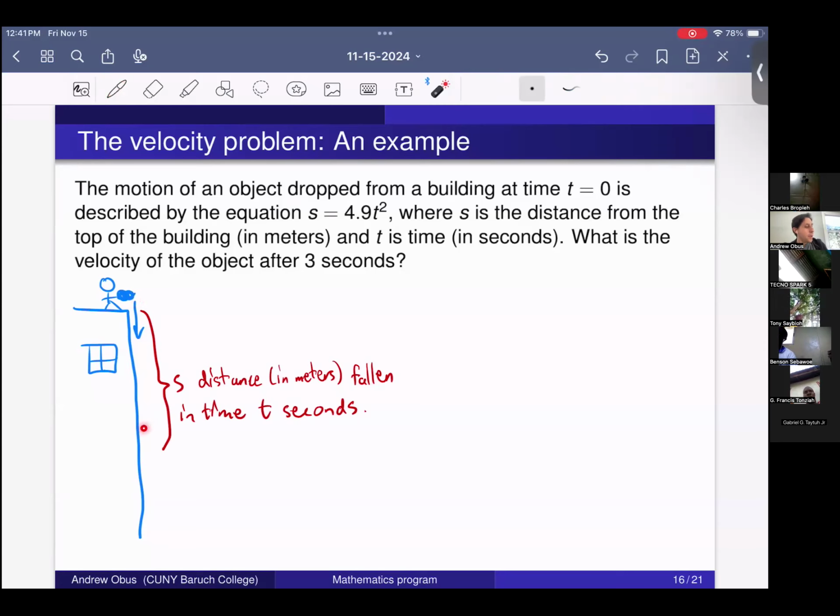Okay, so there's a physics equation that governs this that you've probably seen, which is that s is equal to 4.9 times t squared. We're measuring the distance traveled. If you're doing it in coordinates, it would be minus 4.9 times t squared, but that doesn't really matter. If you're doing it in feet instead of meters, this becomes 16 instead of 4.9. But let's stick with meters. So the question is, what is the velocity of the object after 3 seconds?